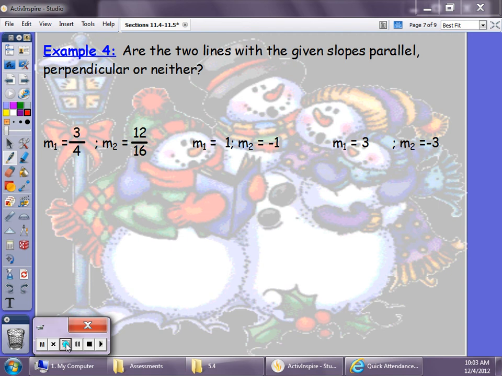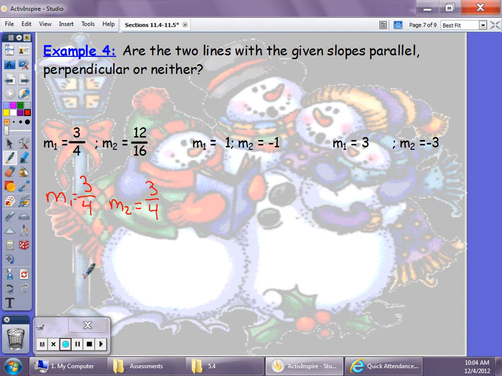Looking at the first example, we have a slope of 3/4 for the first line. And for the second line, if we reduce our slope, we're going to see that 12/16 reduces to 3/4. Since both slopes are the same, these are the slopes of parallel lines. For the second example, we can see that the first slope is 1 and the second slope is -1. So we know that the lines are not going to be parallel because the slopes are different. But if we take the first slope times the second slope, we get a product of -1, which tells us that these slopes are perpendicular.